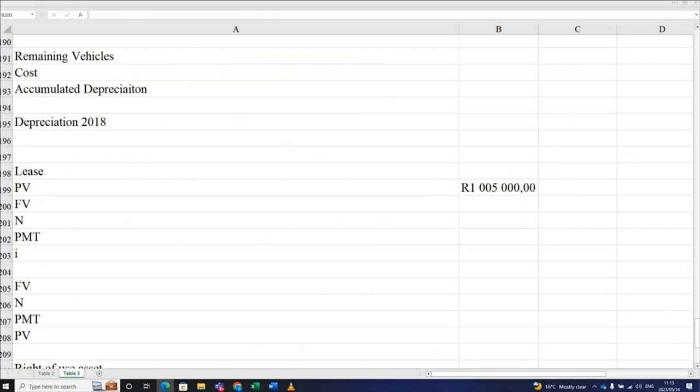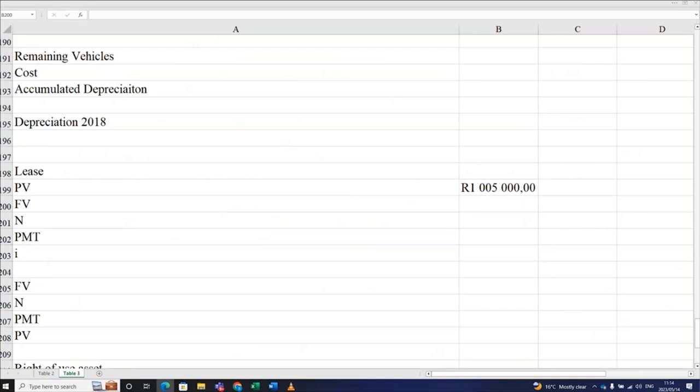The residual value will be an estimate, and the lessor will not be certain what the market value of the asset will be at the end of the lease term. However, at the commencement date, the lessee and the lessor can have a contractual agreement where they agree on a residual value guarantee amount of the underlying asset at the end of the lease term. Okay, the residual value amounts can be fixed, or they can be variable, right?